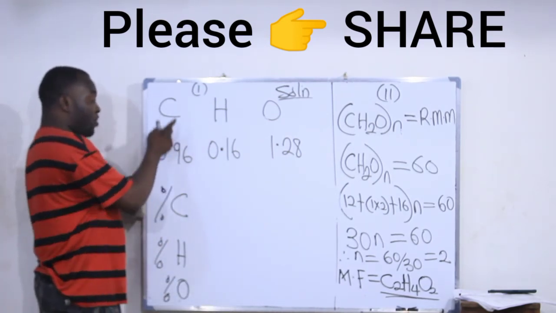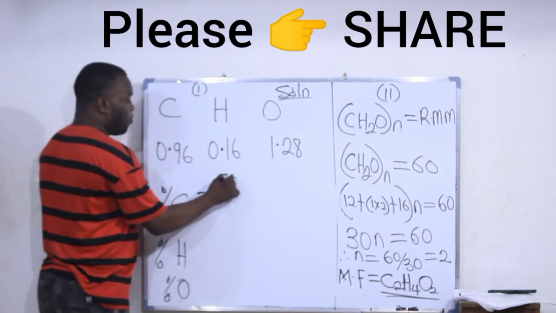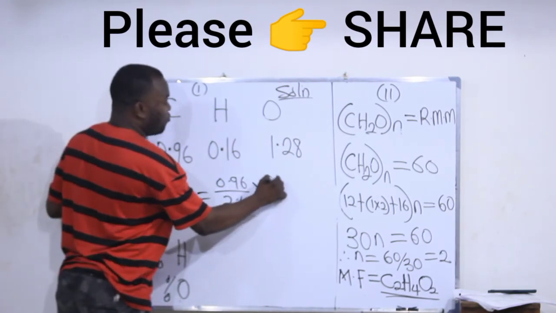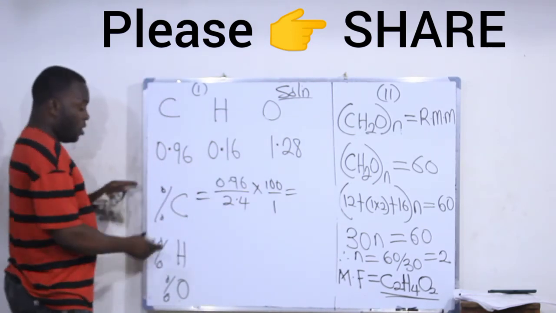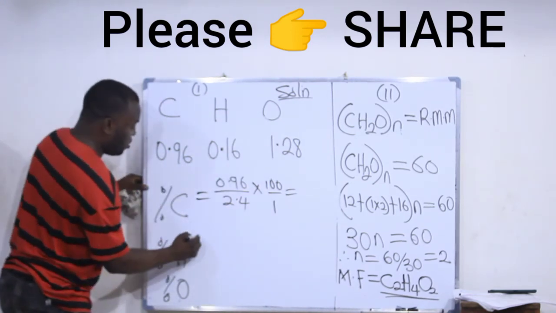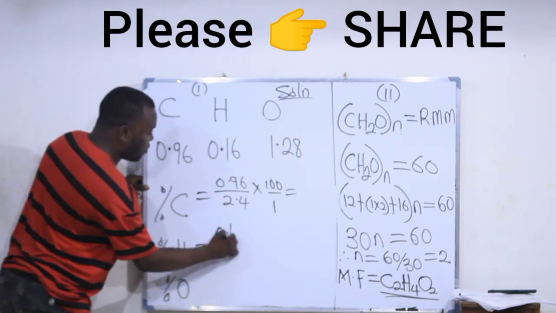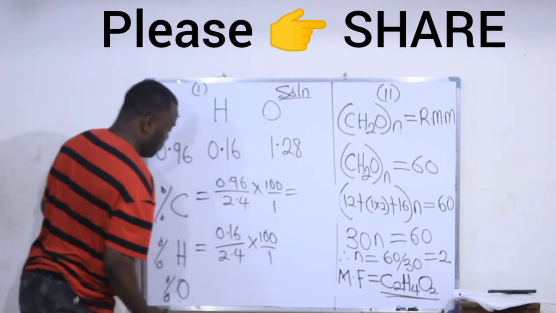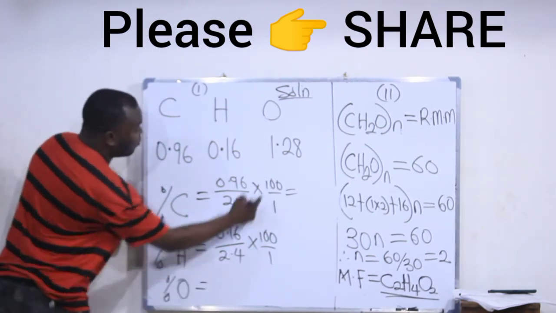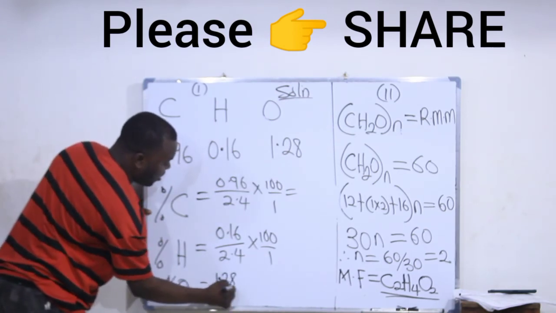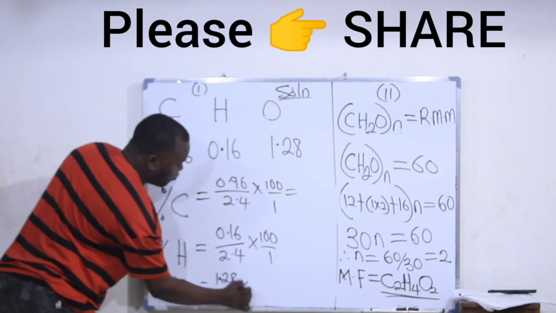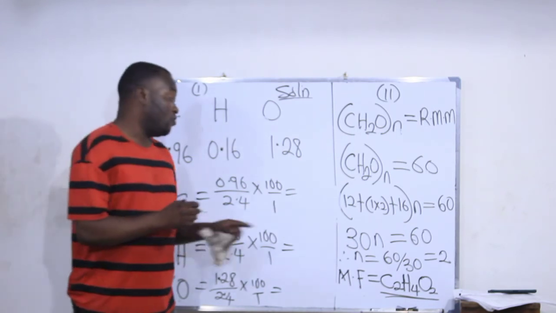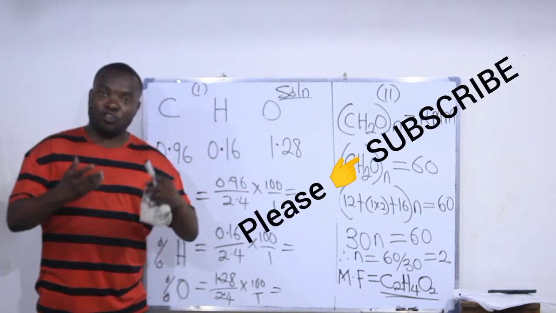If I want to find the percentage of carbon here, it will be mass of carbon, which is 0.96, over the total mass of the compound, which was given as 2.4, multiplied by 100 over 1. Whatever I get is the percentage. Composition of hydrogen will be mass of hydrogen, which is 0.16, all over the total mass of the compound, that is 2.4 times 100 over 1. And percentage of oxygen will be mass of oxygen, which is 1.28, divided by total mass, 2.4 times 100 over 1. If you punch out this, whatsoever you get will be the percentage of each of them, and that is the meaning of finding the composition.